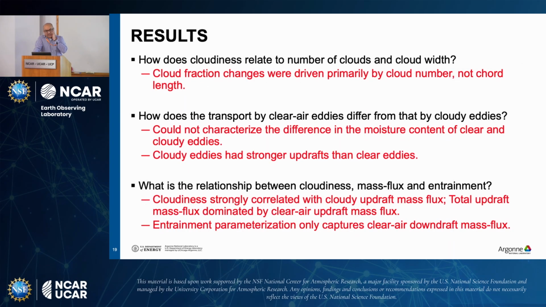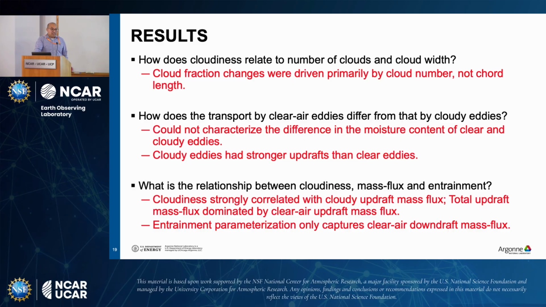So I just want to end here and summarize the results. How does cloudiness lead to number of clouds and cloud width? The analysis suggests that cloud fraction changes were primarily driven by cloud number rather than chord length. So you get more clouds when you have higher cloud fraction, rather than wider clouds. How does transport by clear air eddies differ from cloudy eddies? Unfortunately we could not do the moisture content analysis because of Raman lidar issues, but we at least tried. We found that the cloudy eddies have stronger updrafts than clear air eddies. That's one thing to note.